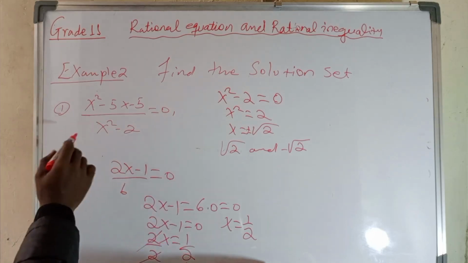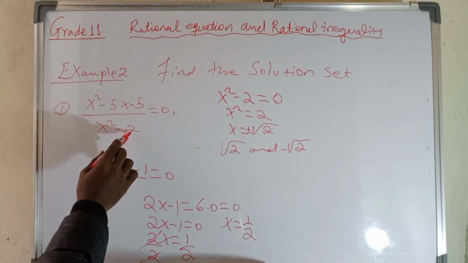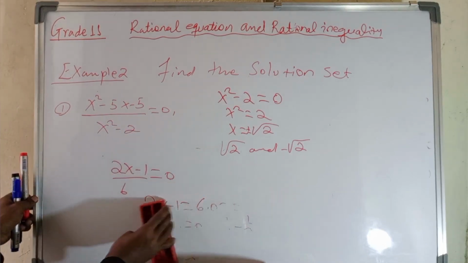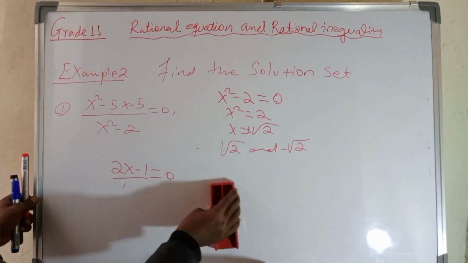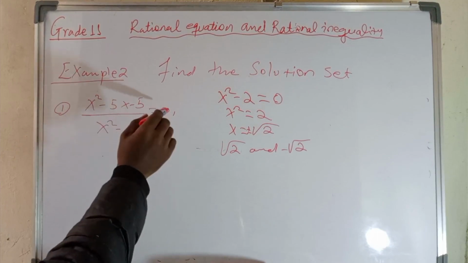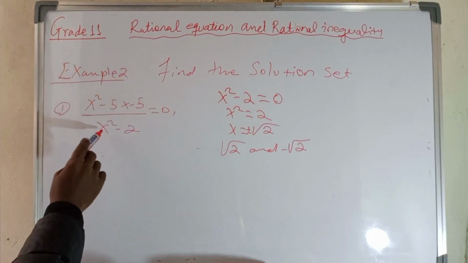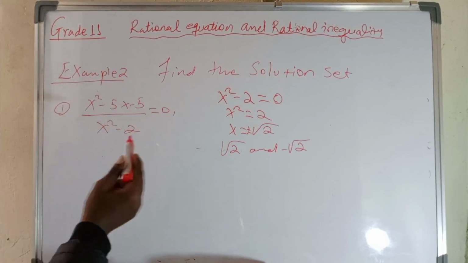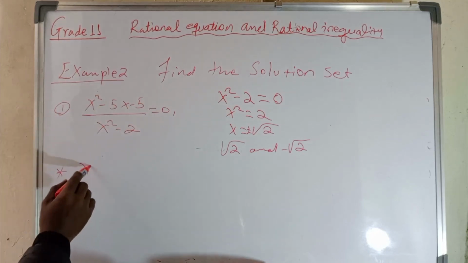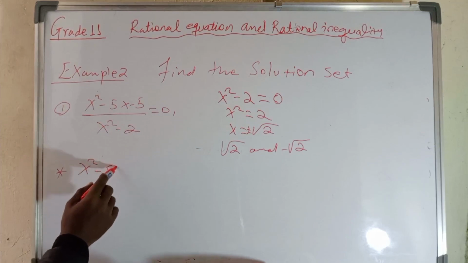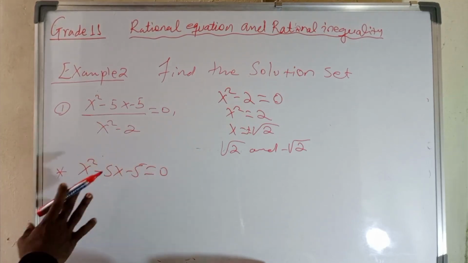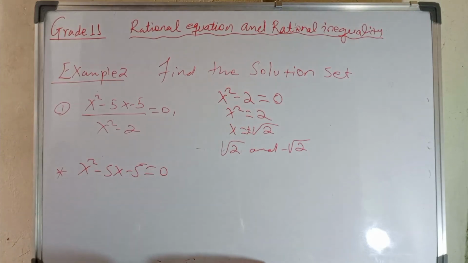Okay. According to this, x squared minus 2 times 0 is how much? 0. Multiply cross, x squared minus 2 times 0 is 0. So x squared minus 5x minus 5 is equal to 0. We have that. This is the quadratic equation.